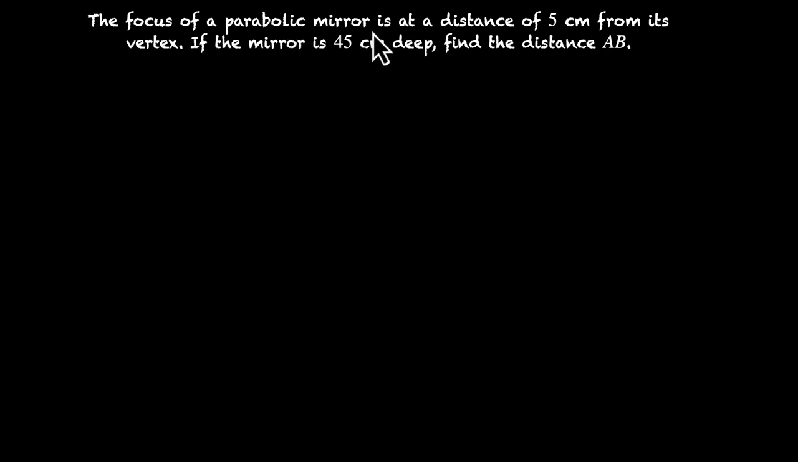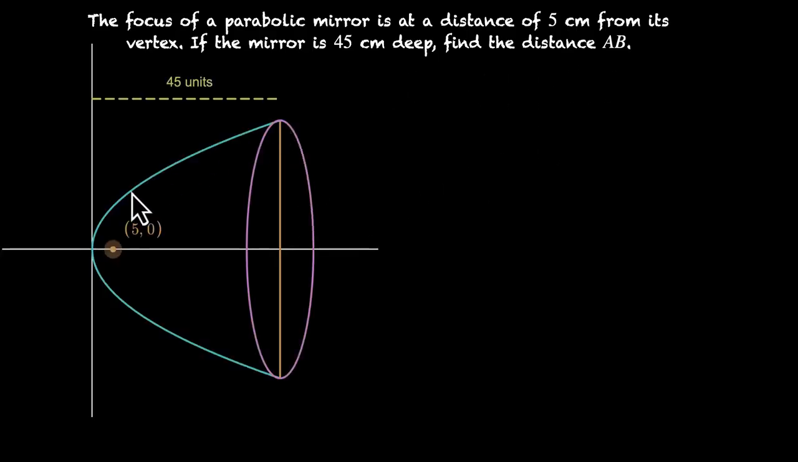The focus of a parabolic mirror is at a distance of 5 cm from its vertex. If the mirror is 45 cm deep, find the distance AB in the figure. So we have this parabolic mirror. The focus is at a distance of 5 cm from the vertex, and the mirror is 45 cm deep. We have to figure out this distance AB.